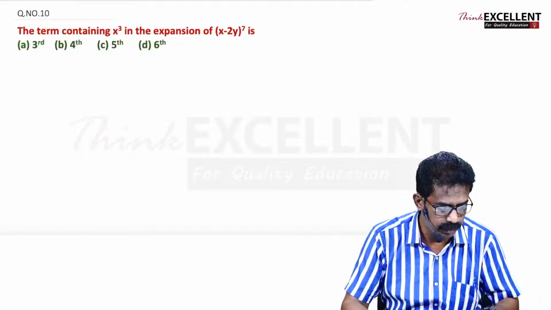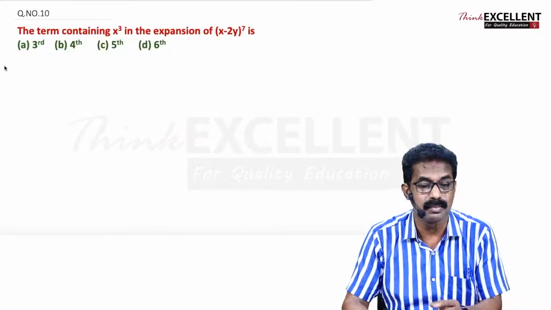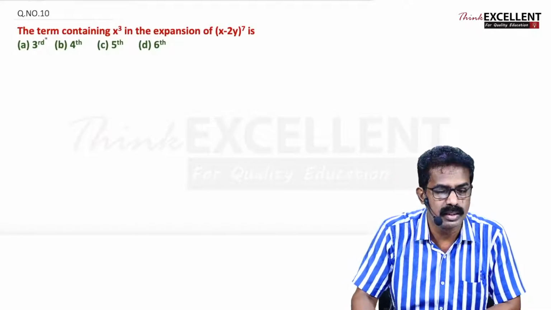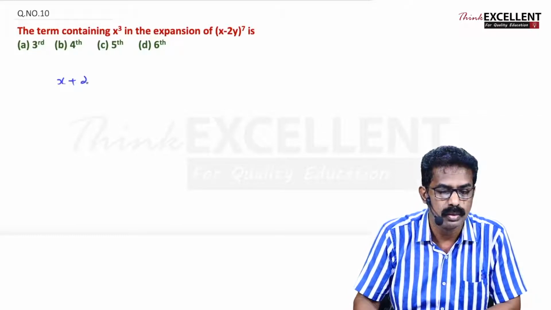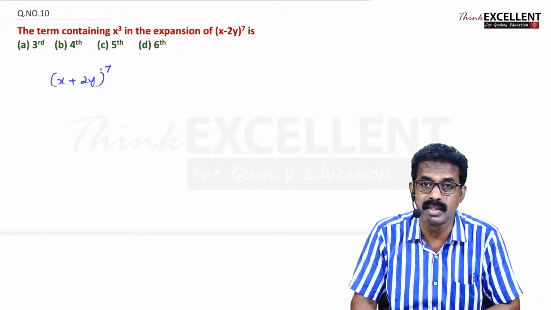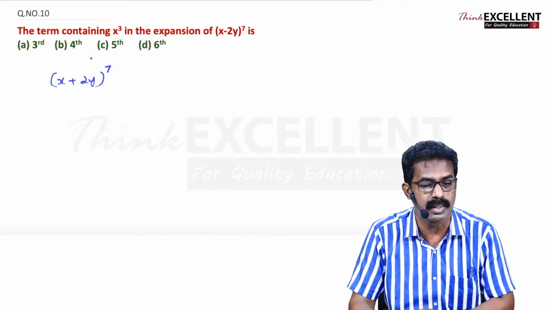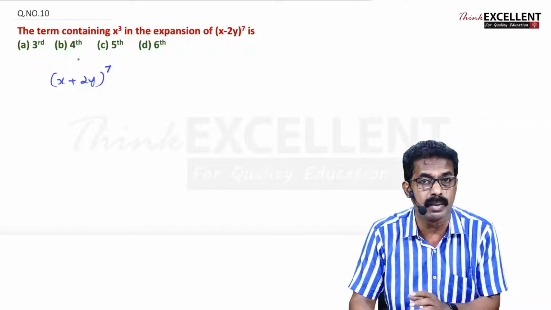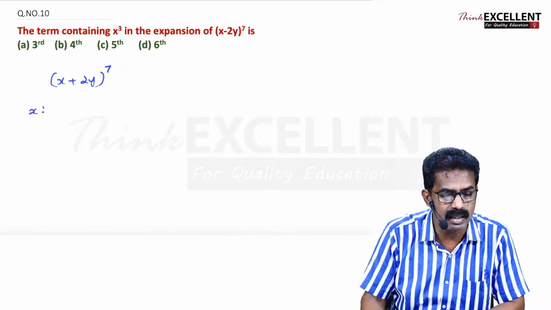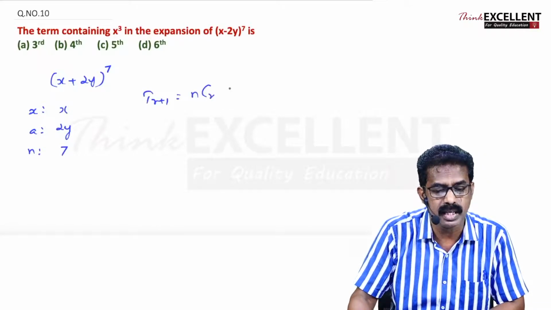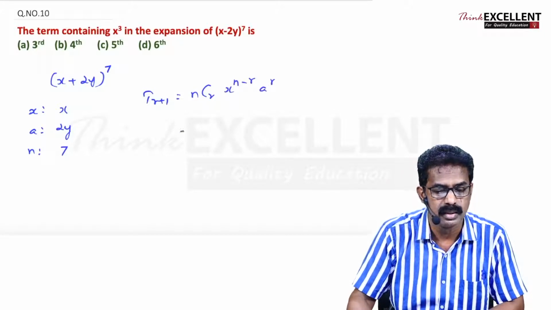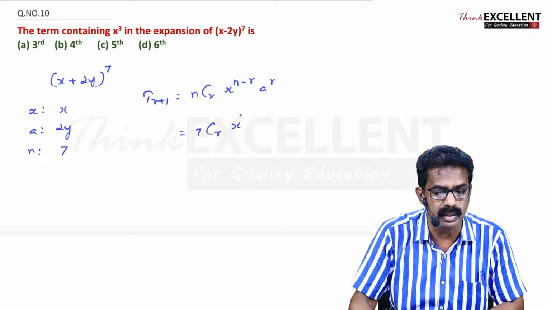Now let's move on to question number 10. All these sums are very simple, but there are certain sums you have to work out. Look at this question. The term containing x raised to 3 in the expansion of x plus 2y raised to 7. The power is a positive integer, power is 7, so 8 terms will be there. The term containing x cube, the term independent of x, everything you have studied. Compare with the standard form, x plus a raised to n. x is x only, a is 2y, n is 7. T r plus 1 is, this is the main formula, NCr, x raised to n minus r, a raised to r. N is 7: 7Cr, x is x only raised to 7 minus r, a is 2y raised to r.